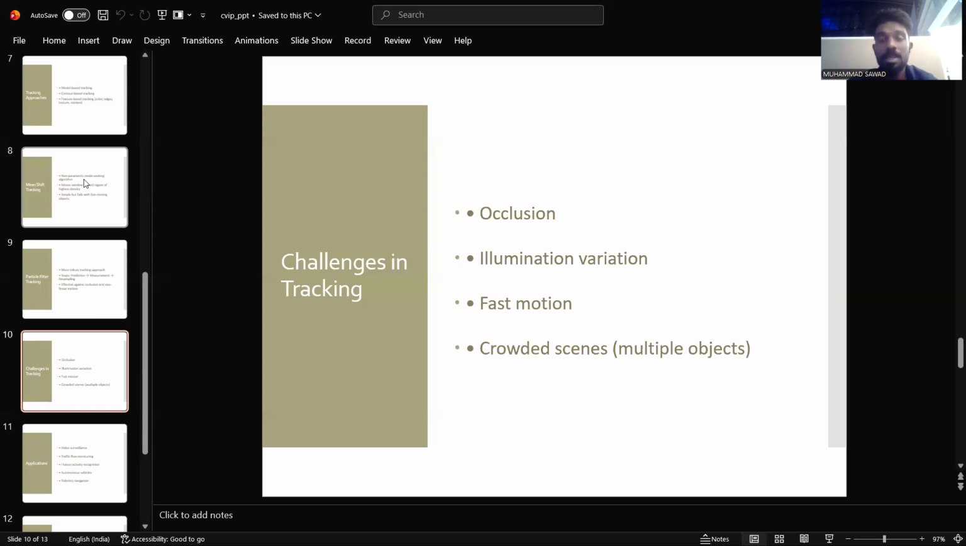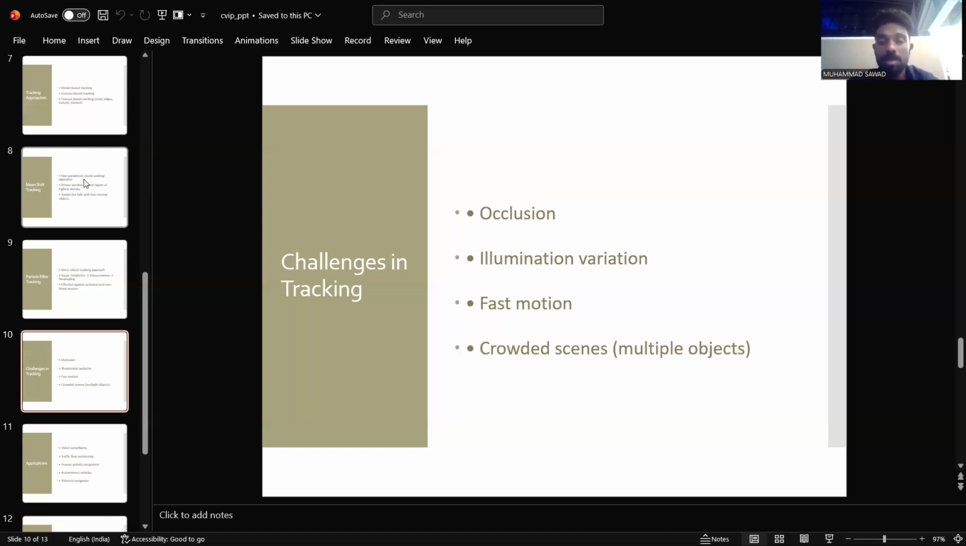Then the illumination changes, such as shadows or lighting differences, may cause difficulties in tracking the object. The next is fast motion. Objects that move quickly may be missed because, as already mentioned, some tracking techniques cannot correctly identify fast moving objects, which can cause them to miss the objects.